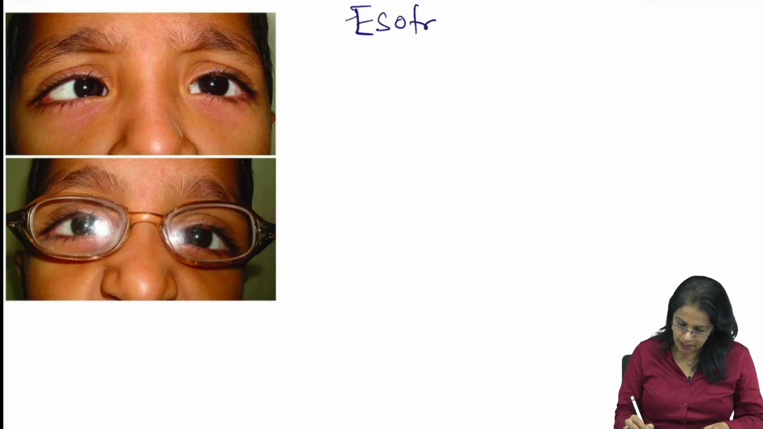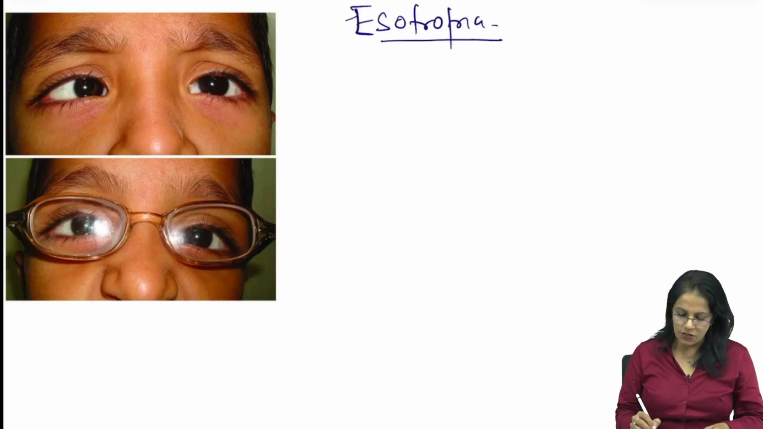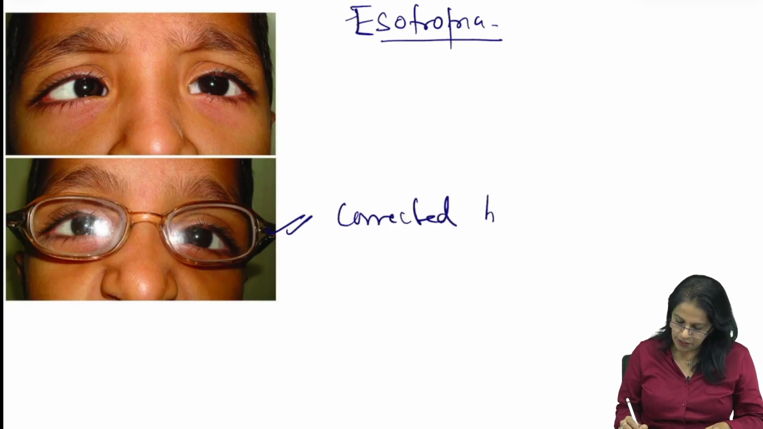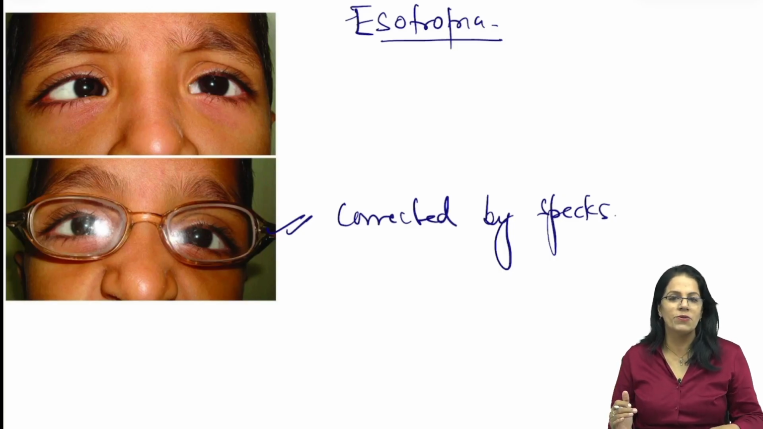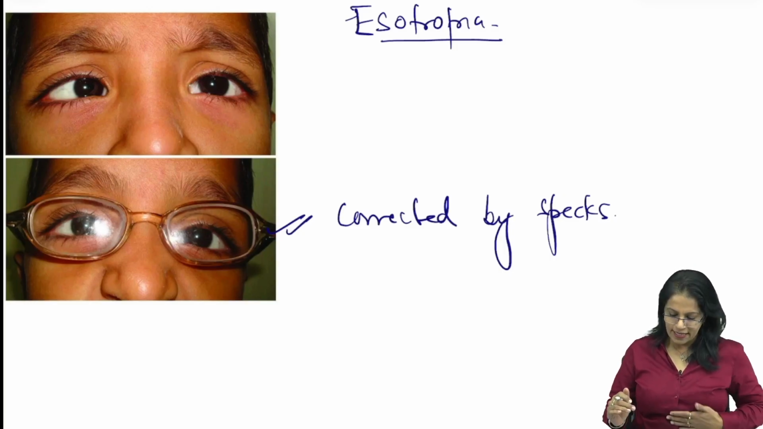What do you see here? What I see is a child with right eye esotropia, right. Let us first look at this: the right eye is esotropic, that means there is a convergent squint, and when he is wearing the specs, you can see the central reflex in both the eyes is straight now, which is corrected by specs. What are we talking about? Yes, so we will be talking today about esotropia, that is accommodative esotropia, right.